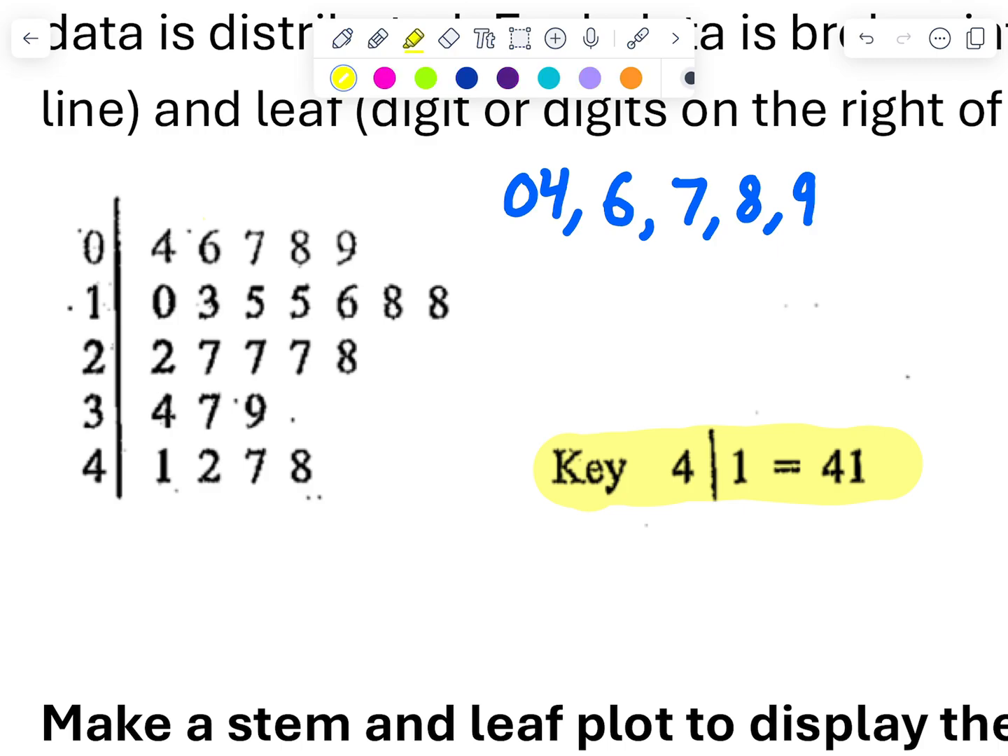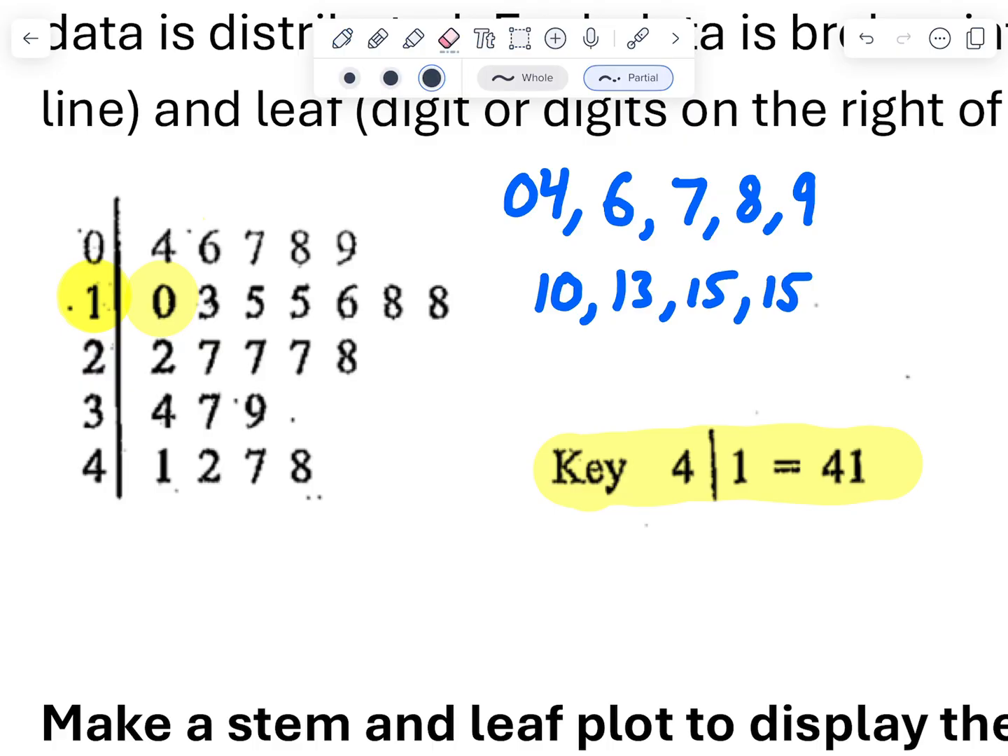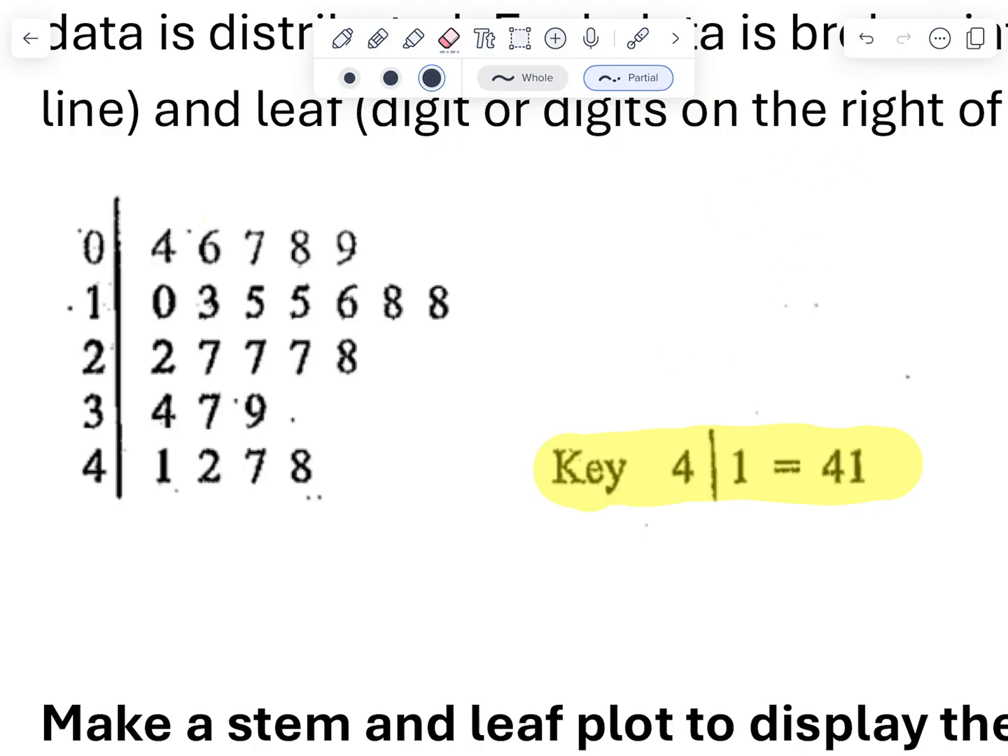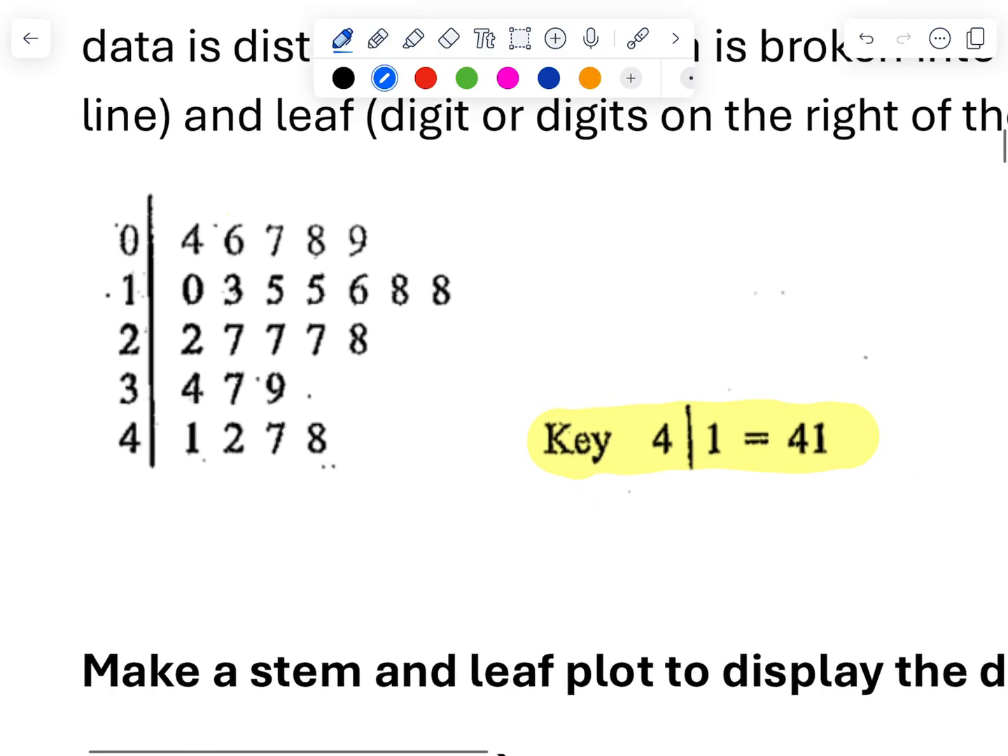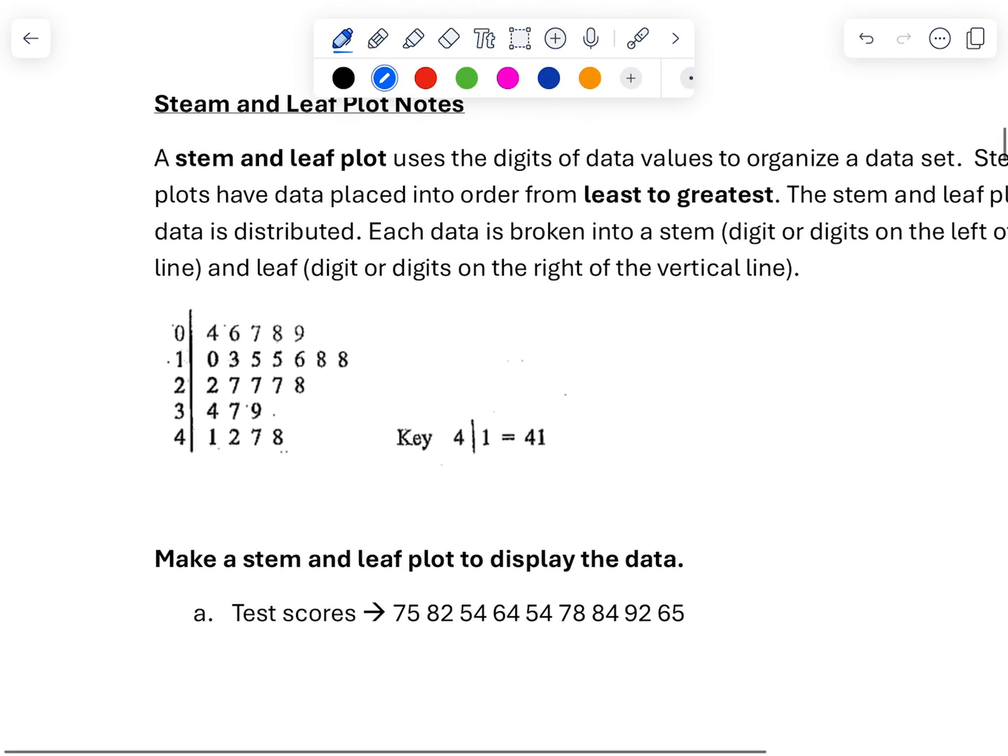In the second row, notice you have a 1 on the left, or 1 in your stem, followed by a 0 on the right. That tells me that number is a 10, followed by a 13, followed by a 15, another 15, etc. That is how you read these stem and leaf plots. Your key can change, because sometimes you will have numbers that are bigger than 2-digit numbers, or sometimes you will have decimal points, and your key will tell you how to read them as well.